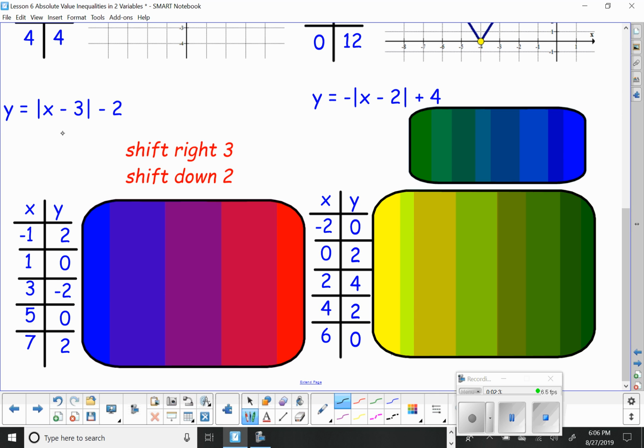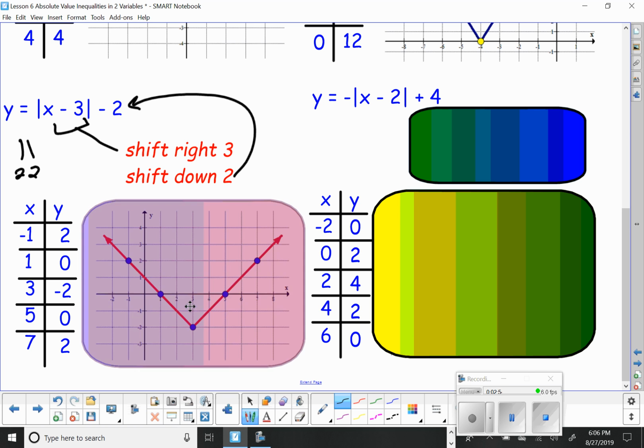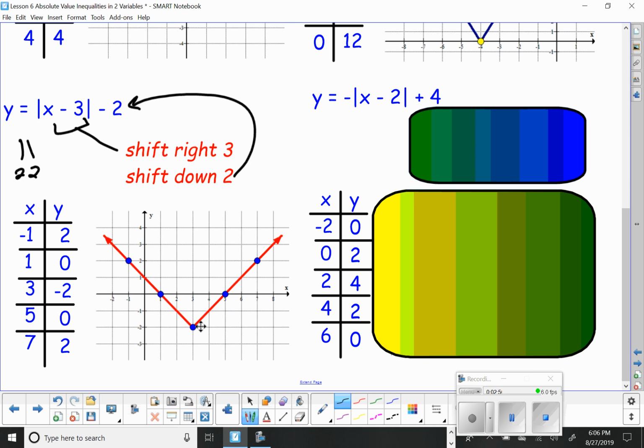Here, this is right 3, and when you subtract on the outside, you're going up and down, so that's down 2. I'm simply going to move the vertex to the right 3 and down 2. Then I'm going to use the parent pattern, 1, 1, 2, 2, and I could keep going 3, 3, 4, 4. Here it is. Right 3, down 2, right 1, up 1, right 2, up 2, and so on.